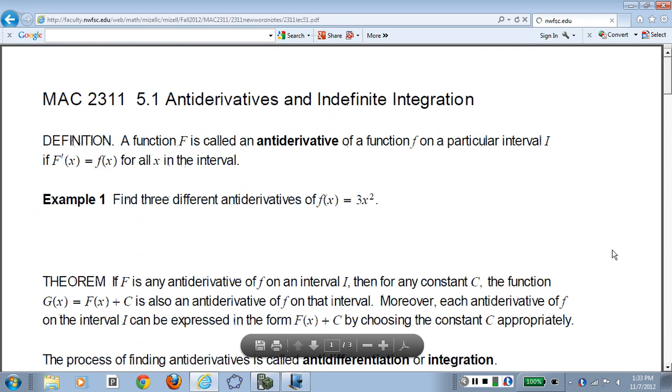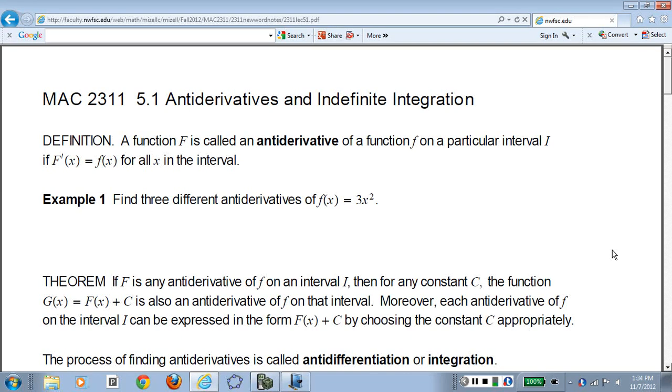5.1. Antiderivatives and indefinite integration. Yes, starting a new chapter, the final few minutes of class. But I think it's kind of interesting to think backwards. We feel good about thinking forwards, right? We've been finding derivatives for quite some time, so we spend a little bit of time thinking backwards. All right.